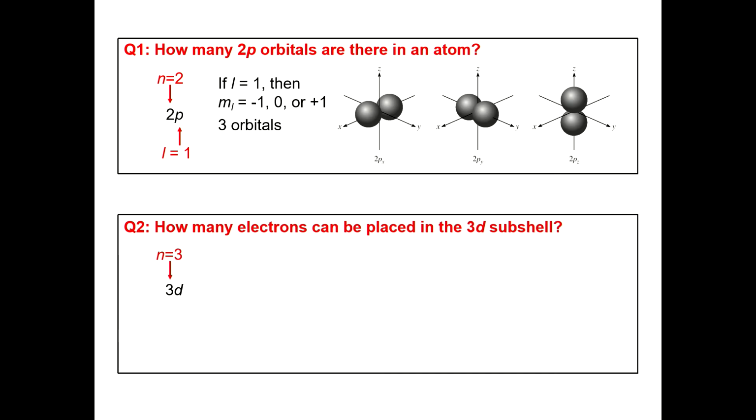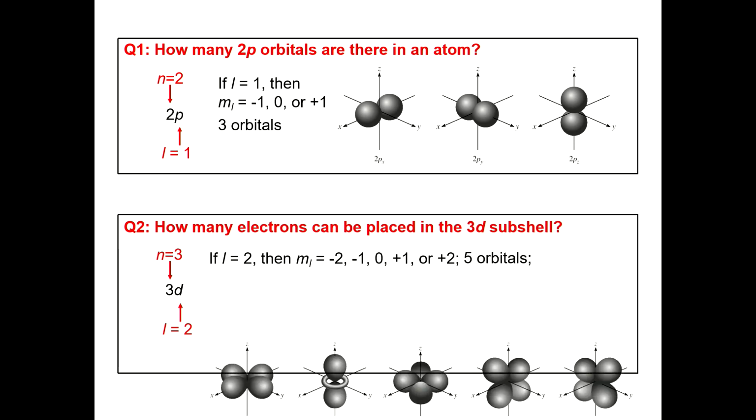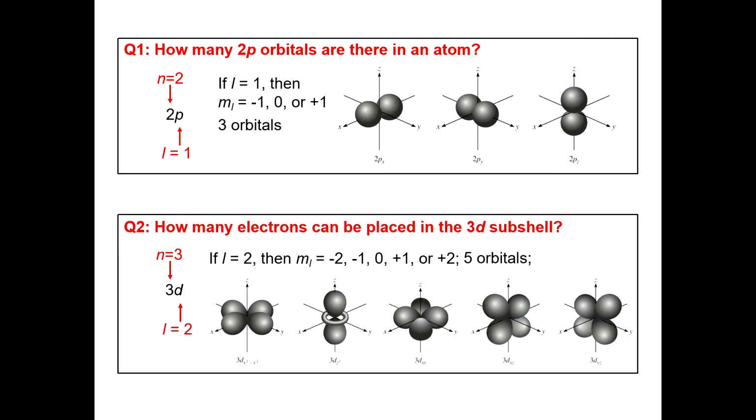So n equals 3, l equals 2, and then ml has 5 values. So it means it has 5 orbitals, and they have different orientations. They have the same shape because they have the same l, but they have different orientations. So they have 5 orbitals.